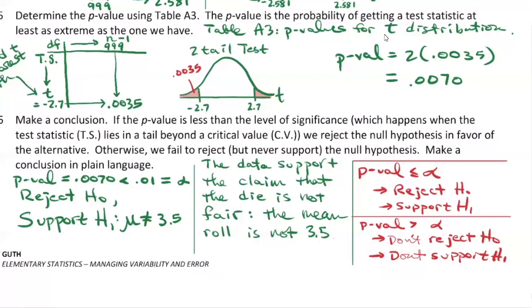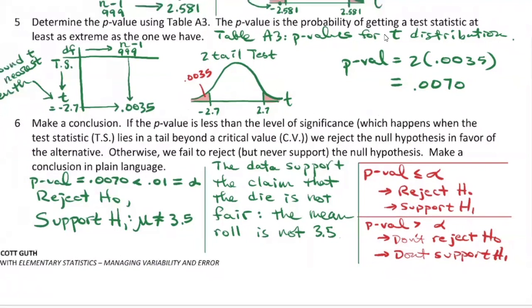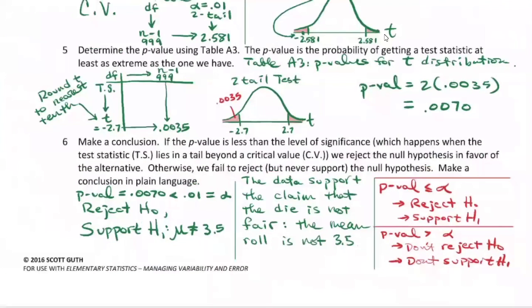Okay, so again, that's the third test we've done for a mean. The only real difference is that we use a different distribution for the p-value, a different table for the p-value. So it's a little bit of a curveball, but otherwise it's the same as the previous lesson.